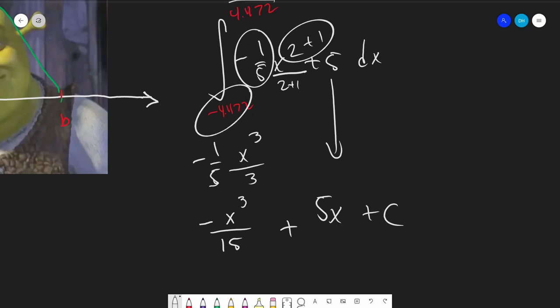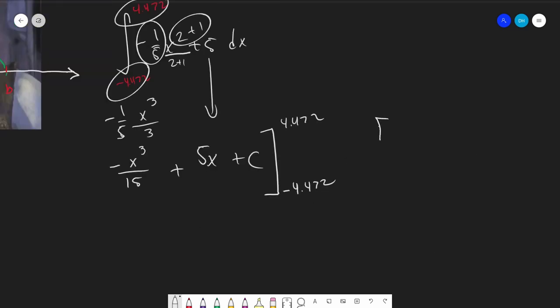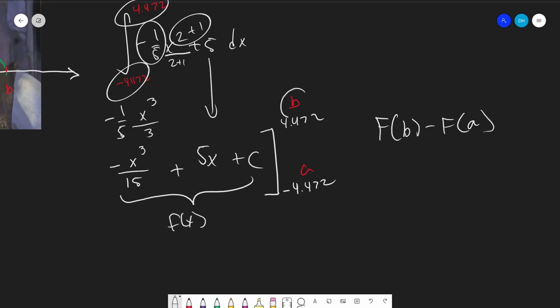But now the question is, where do these bounds go? We're not done yet. Now we add this little bracket and we include our bounds, 4.472 and negative 4.472. And this is the part where we use that f of b minus f of a that I was talking about. Again, this is our b, and our a is on the bottom. So what is our f of x? This is our f of x right here. This is f of x, and this is f of b, and this will be f of a.